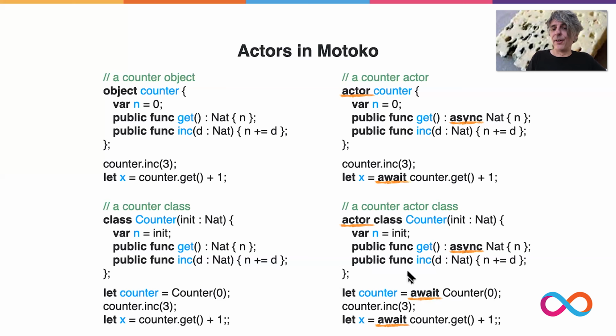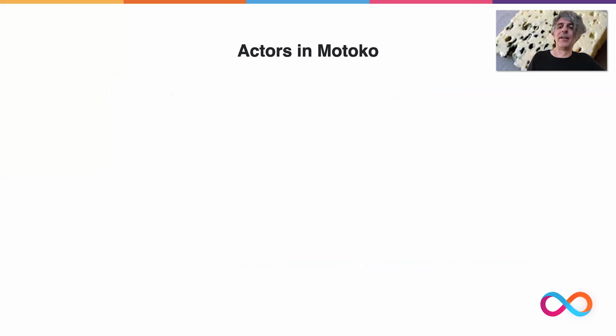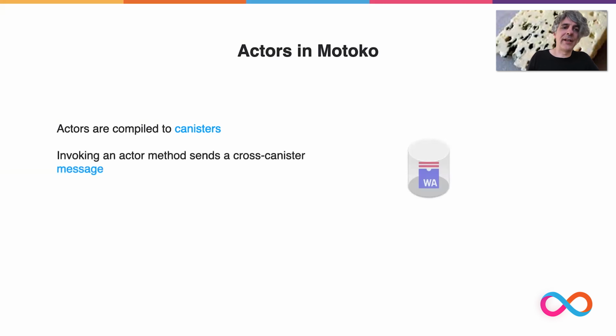But interestingly, you also have to await the constructor call, because for actors, construction also is asynchronous. And that is actually a consequence of how the internet computer works, because an actor ultimately is a canister, and a canister cannot be created synchronously. Right, and that's what I just said, right? So what are actors in terms of the internet computer? Well, an actor has a one-to-one correspondence to a canister. It really is compiled into a canister. Every actor is a canister.